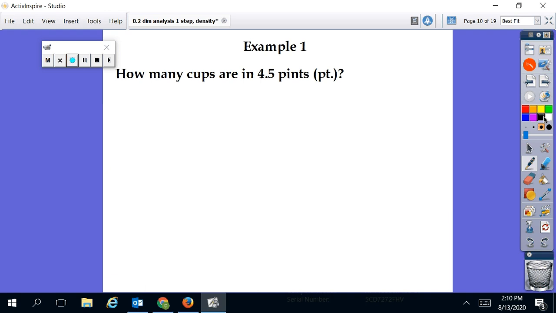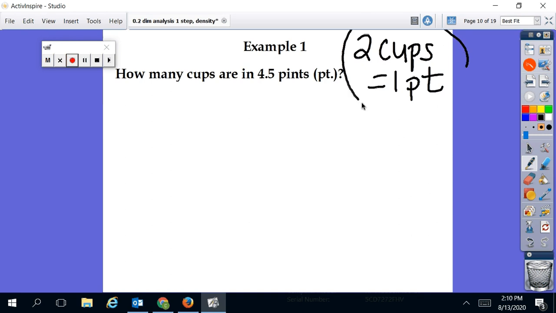And if you look on that reference sheet, if you want to pause and get it out, you'll find that 2 cups equals 1 pint. Okay, and this is going to be what's called your conversion factor.